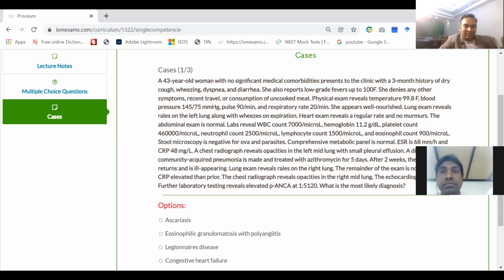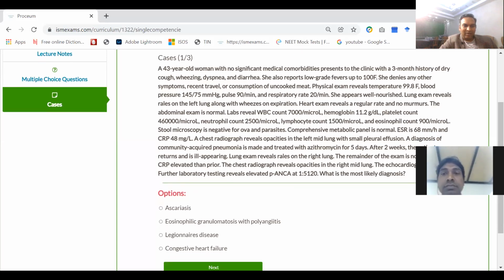Answer is B, because eosinophil count is 900, while normal is 500 per micro liter, and it shows allergic infections also. And it is a chronic inflammatory condition. ESR is also raised, and C-reactive protein is also raised, and after 2 weeks it increased again. So a chronic inflammatory condition is there. And second thing, they are not responding to any type of antibiotics.